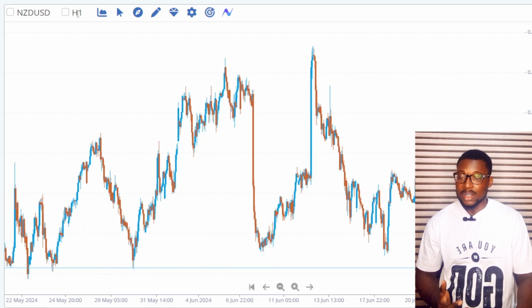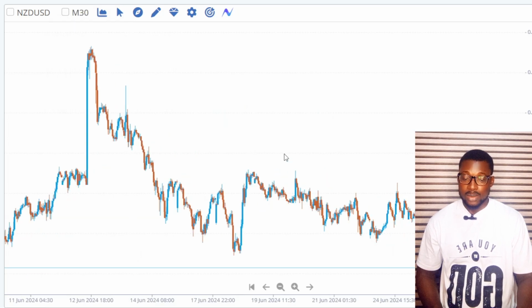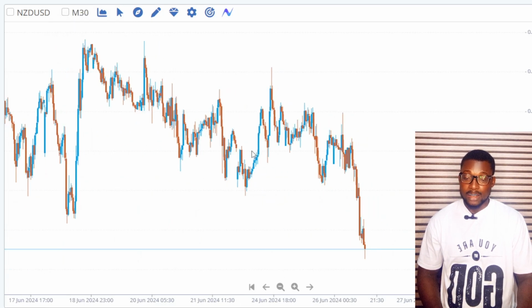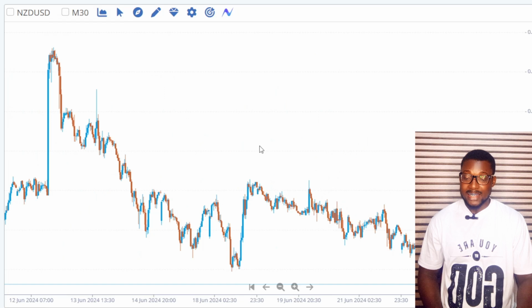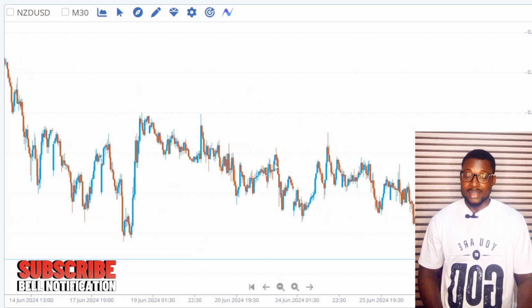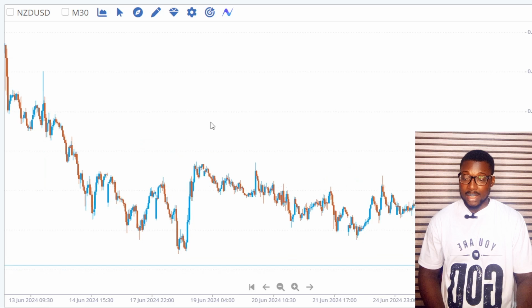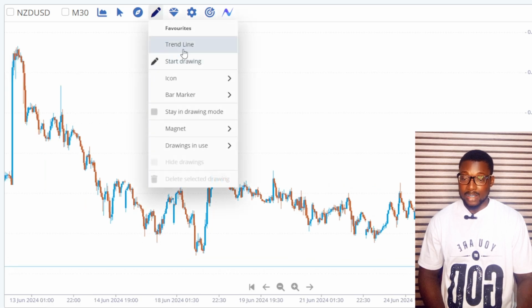So let's quickly get on the M30 time frame and see the trend that is going on. The current trend, as you see here, is a downtrend. The M30 currently is a downtrend. So on a downtrend here, you should be looking at a downward trend line, which means your trend line should look something like this.